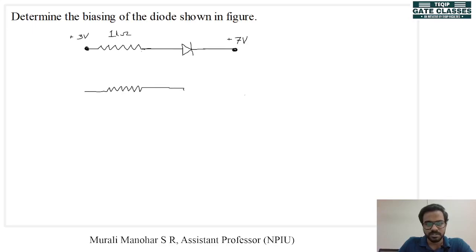So we will redraw this figure. Now our diode is open circuited. Here we have plus 3 volt, here we have plus 7 volt. This is the anode of our diode and this is the cathode of our diode. Now we will see what the anode voltage is. We know that there is no current flowing in the circuit because it is open circuited, so the anode voltage will be plus 3 volt and the cathode voltage will be plus 7 volt.